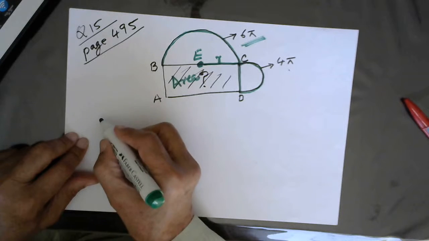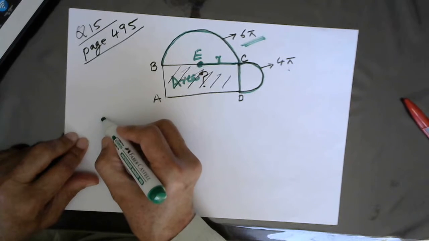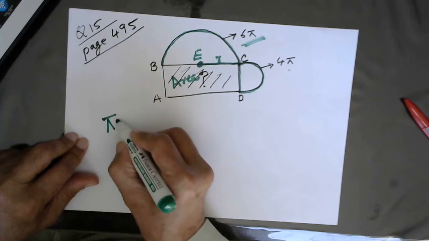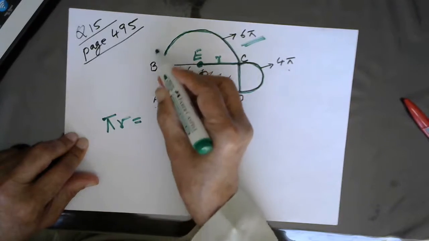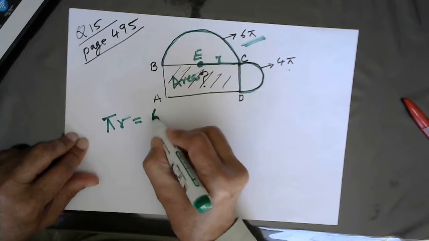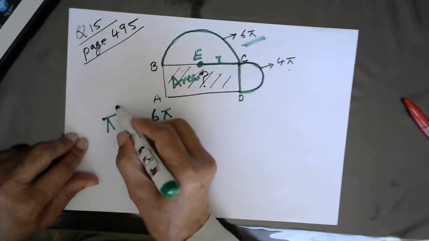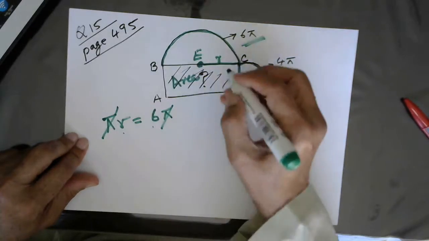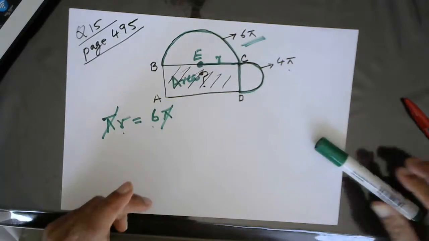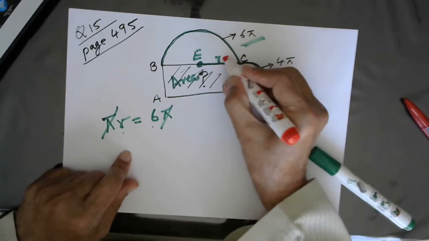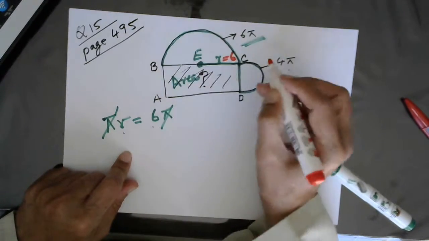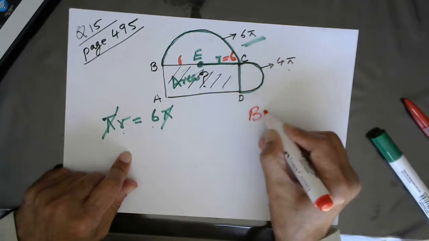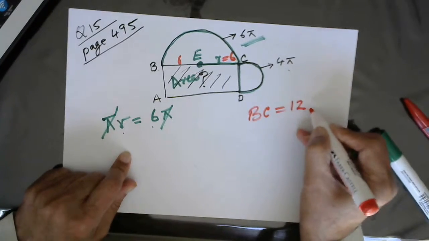Now I'm sure you know that the formula for the circumference is 2 pi r, but we are considering half of that, so that will be simply pi r. But we are given that this is 6 pi, so this is 6 pi. Now can I cancel pi from both sides? And I will be left with r is equal to 6. So this r is equal to 6. Now if r is equal to 6, what about the length BC? This is also 6. So 6 plus 6 is 12. So I can say BC is equal to 12.